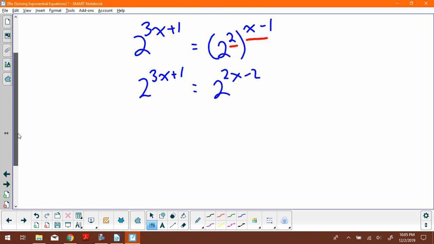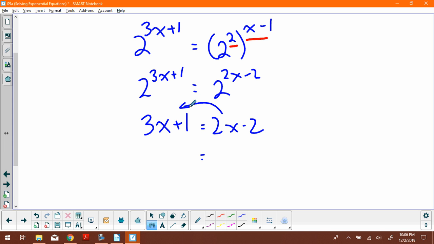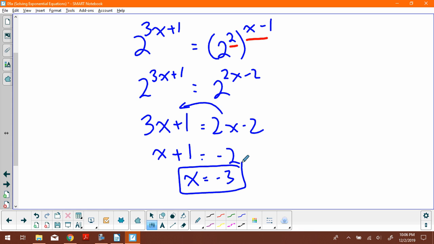Now we can remove the bases and solve for x. So we have 3x plus 1 equals 2x minus 2. We'll bring the 2x over to the other side, so I'm going to have x plus 1 equals -2, and then bring the 1 over to the other side. So x equals -3.